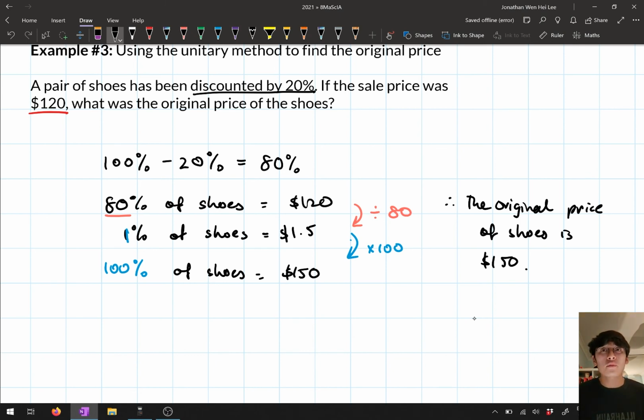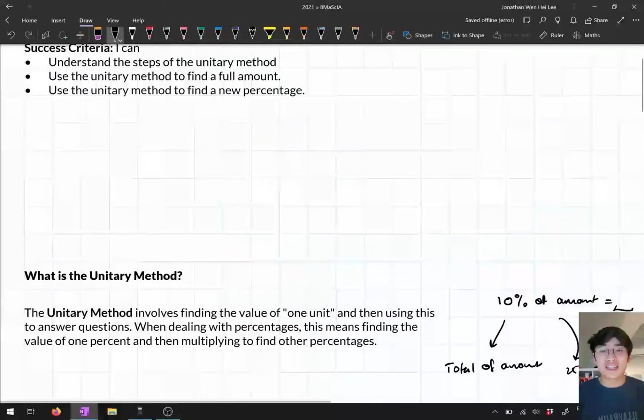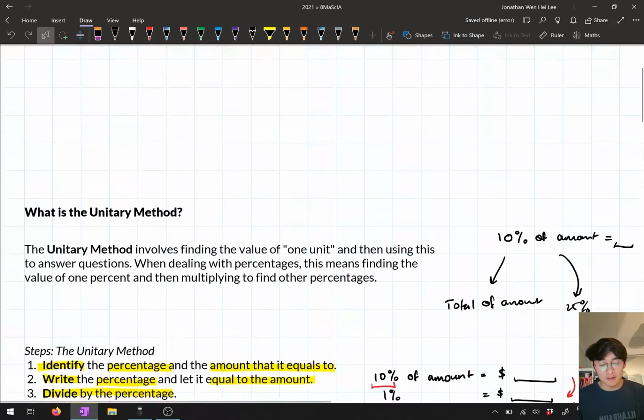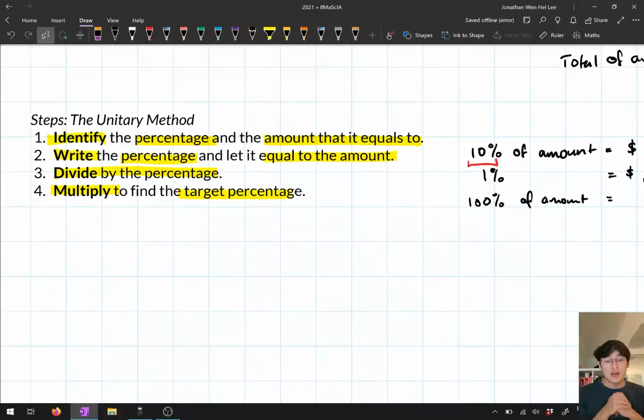Okay, let's just do a quick summary of what we looked at in today's lesson. In today's lesson, we talked about the unitary method. Now, the unitary method is when we're dealing with percentages and we want to find out what an original amount was given a percentage, or we want to find out a different percentage given a percentage. And so what we did here was we went through these 4 steps. Identify the percentage and the amount that it equals to. And so we went through a few questions where we had to just read off the numbers.